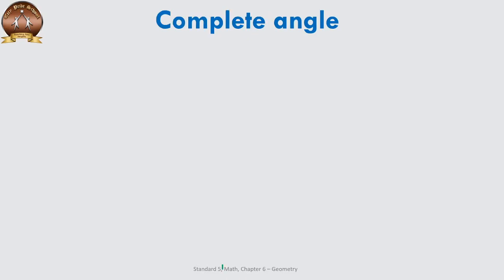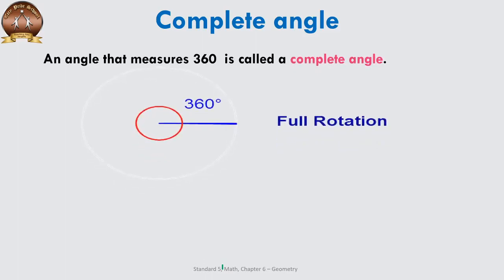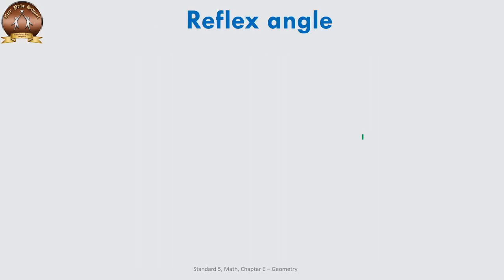Now the next topic is complete angle. An angle that measures 360 degrees is known as a complete angle. A complete angle is denoted by a full rotation of a clock. It starts from here, moves from this side to this side, and ends over here. So this 360 degrees is a full rotation. So the given angle here measures 360 degrees, it's a complete angle.